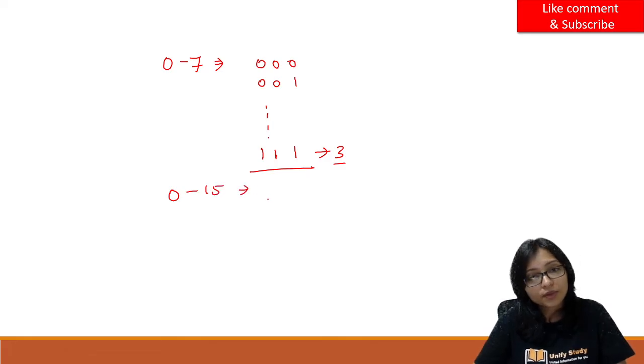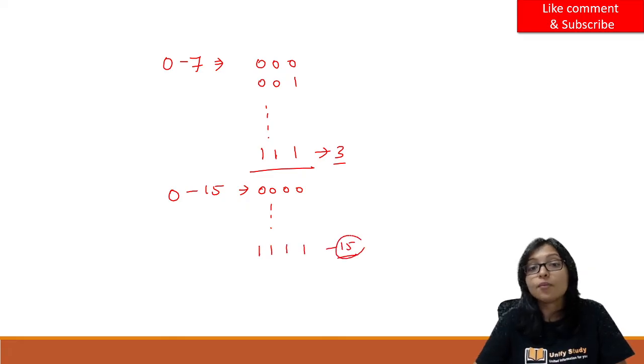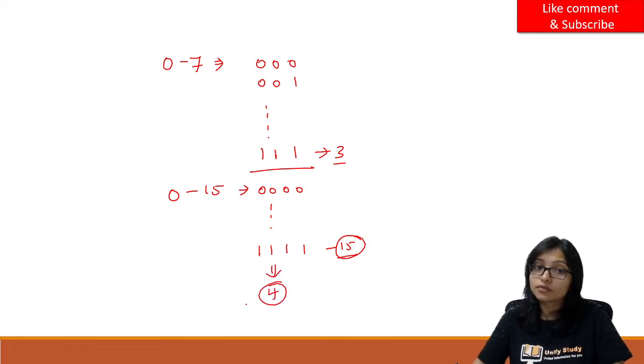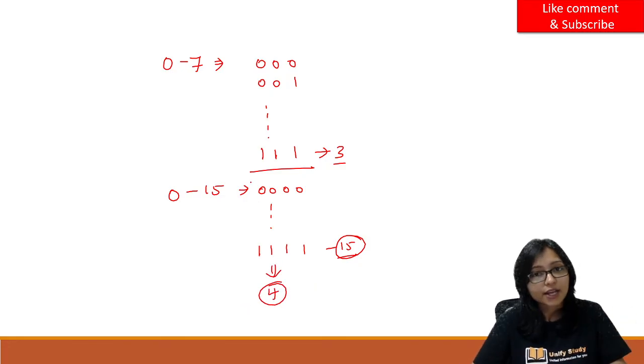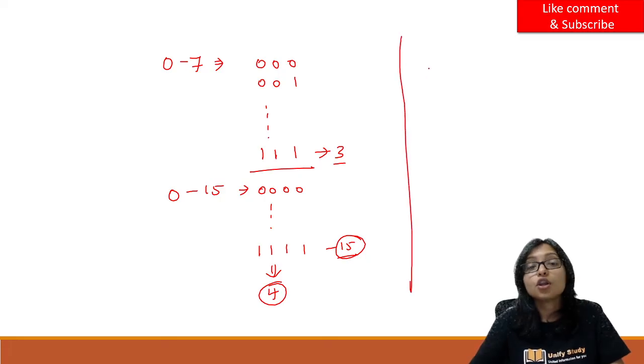How many bits will be required? 0000 to 1111, that is 15. So how many bits are required here? There are 4 bits required. How to get it? It is actually the concept of log.